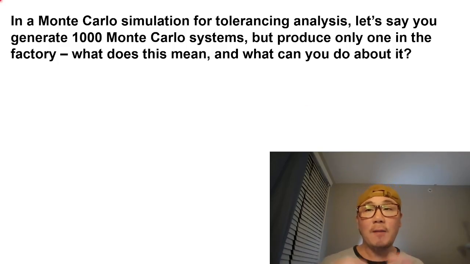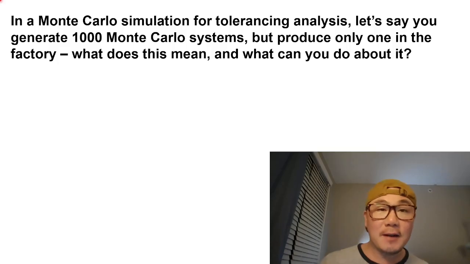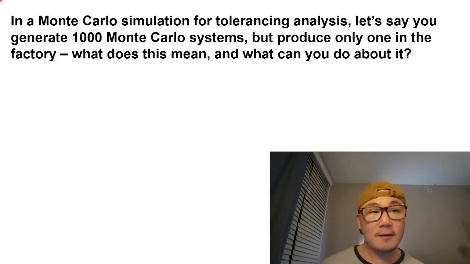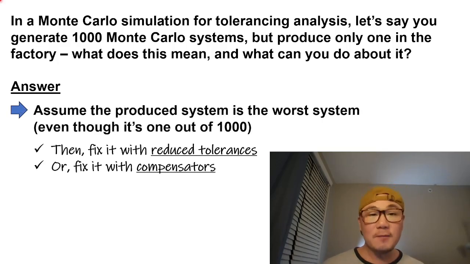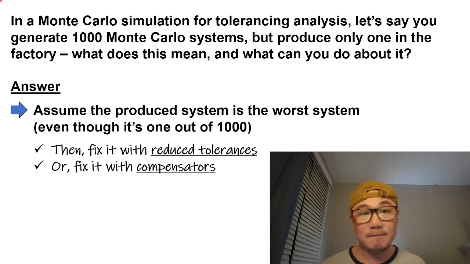It's when you've got a very complex instrument with many, many variables, and you want to find out for one instrument what is the worst combination of variables and tolerances, therefore producing the worst instrument. So the answer that I would give to this question is: assume that the produced system is the worst system, right? Even though it's 1 out of 1,000.